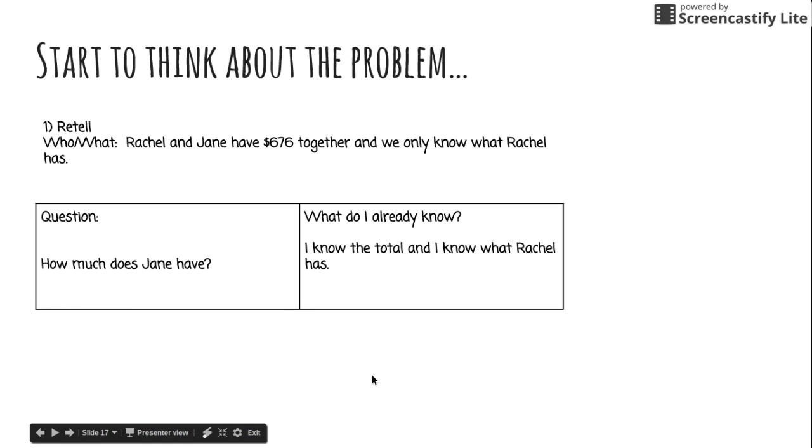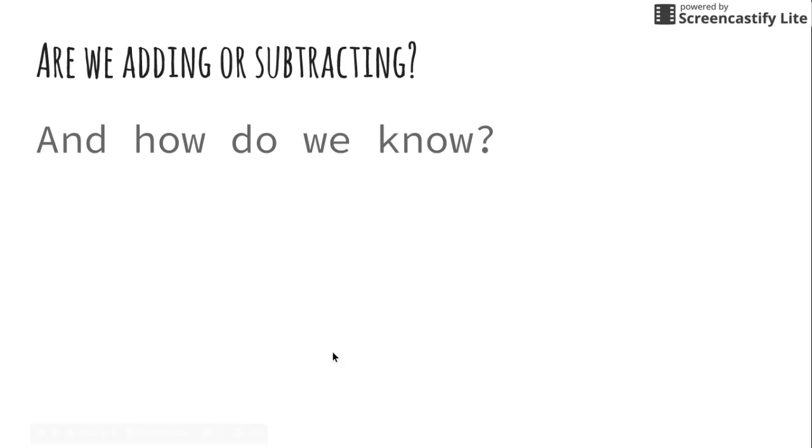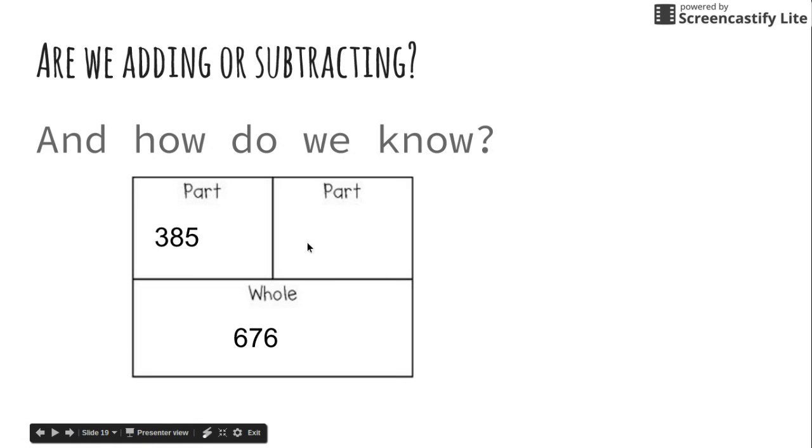So when I start to think about my part-whole model, I'm thinking about where these numbers would go. So are we adding or subtracting, and how do we know? Well, here's our part-whole model. I know this represents Rachel's money, and I know the total, the money that's in both of their accounts. So I know Rachel's money. I don't know this part. I'm missing this part. I know this whole.